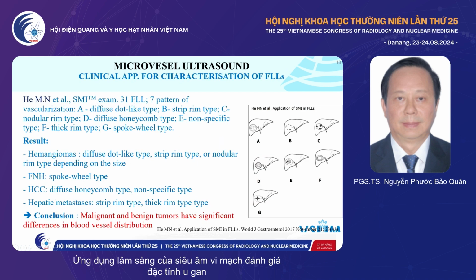And this is a study of Dr. Hay. They studied 31 focal liver lesions, and they showed that there are 7 patterns of vascularization of the tumor. Most hemangiomas have a diffuse dotted line, streamline, nodular rim line, and A, B, C patterns, and focal nodular hyperplasia has a spoke-wheel type. HCC has a diffuse honeycomb type and no specific types, and metastasis has a streamline and thick green type.